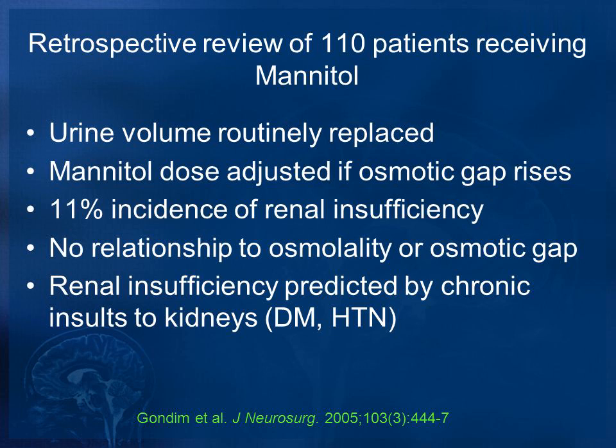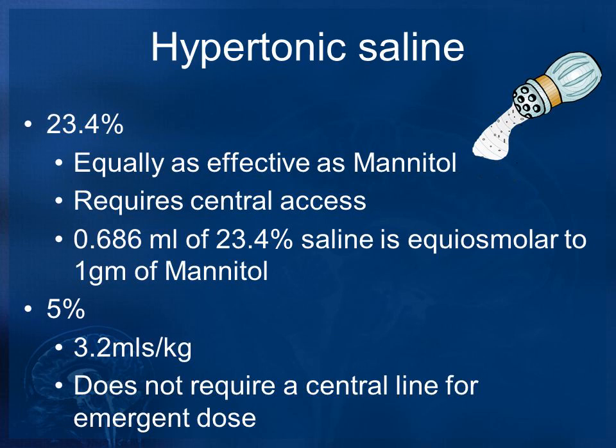Gondim et al. J Neurosurg 2005, 103-3, 444-7. Hypertonic saline 23.4% equally as effective as mannitol. Requires central access. 0.686 ml of 23.4% saline is equiosmolar to 1 gram of mannitol. 5%: 3.2 mls/kg. Does not require a central line for emergent dose.